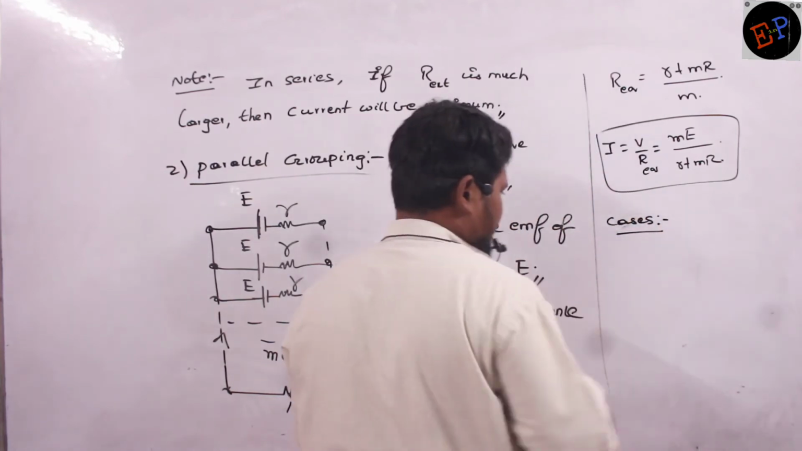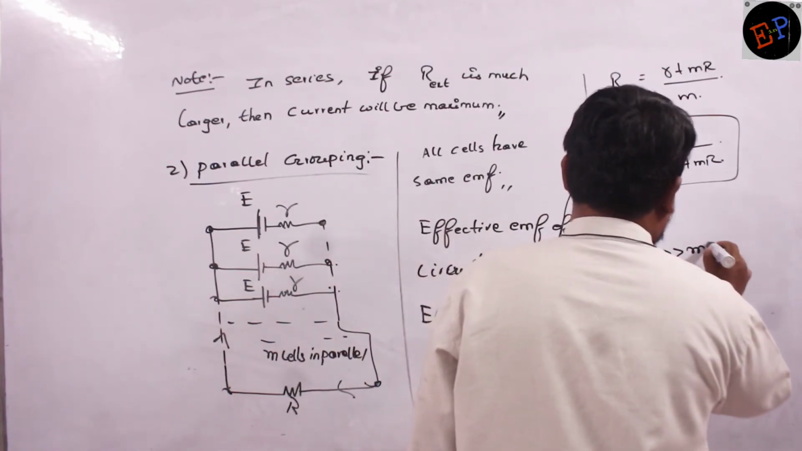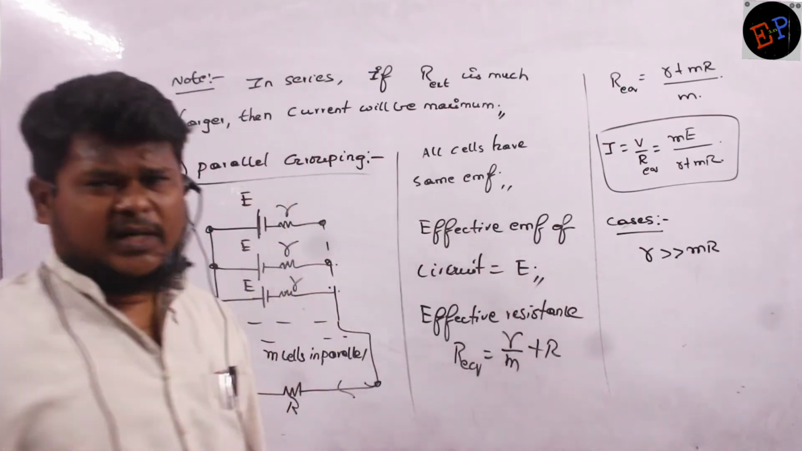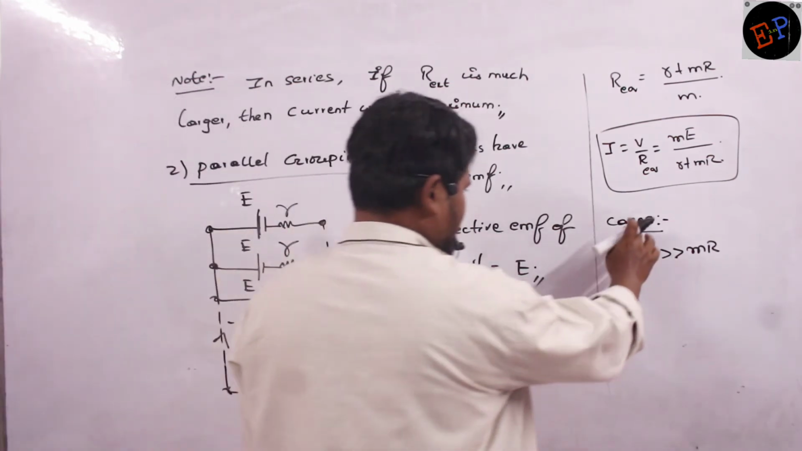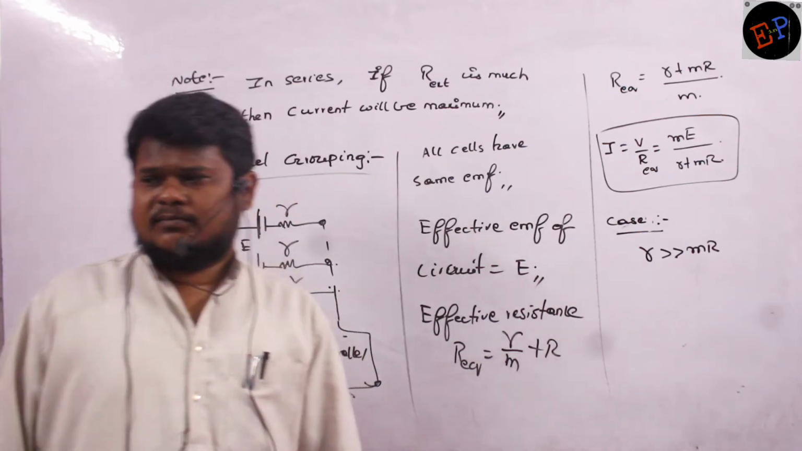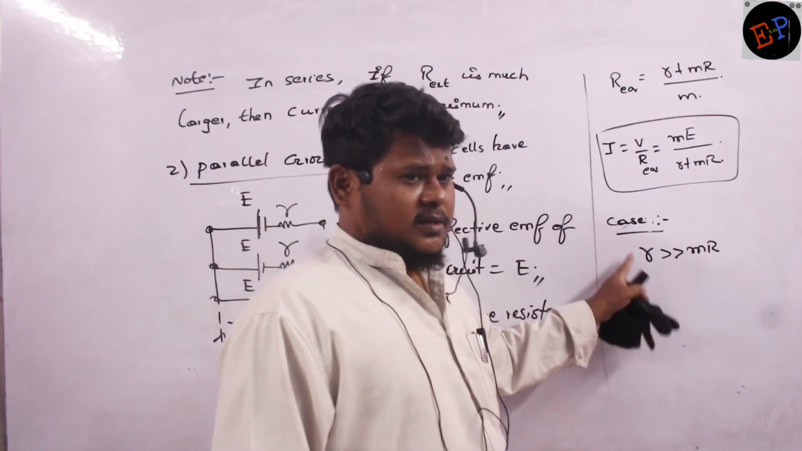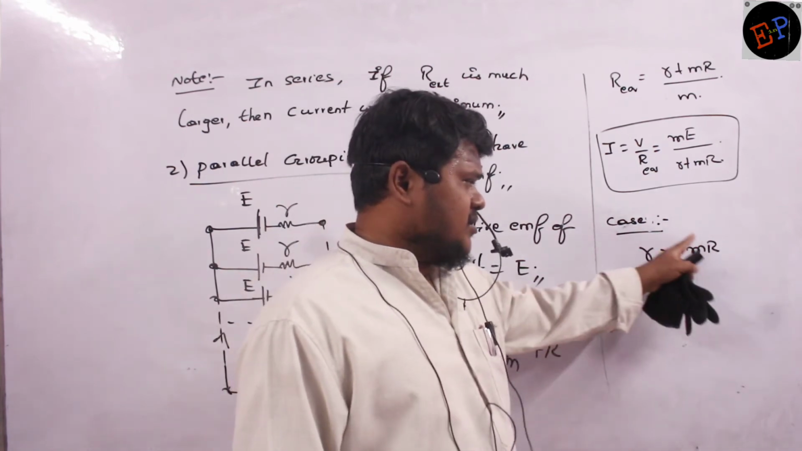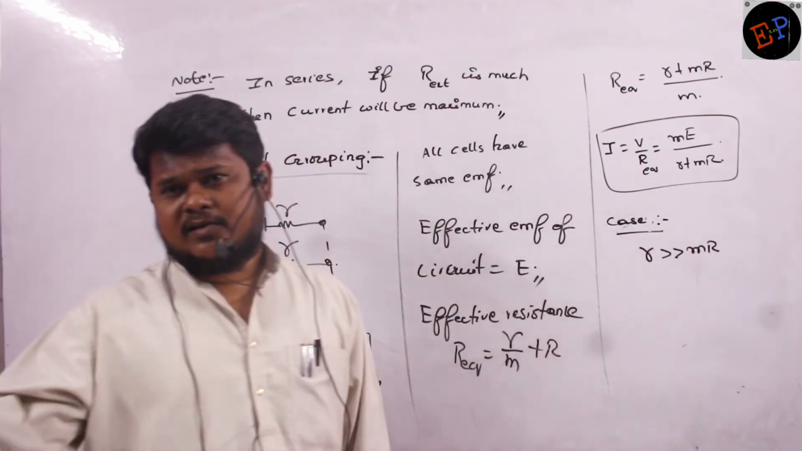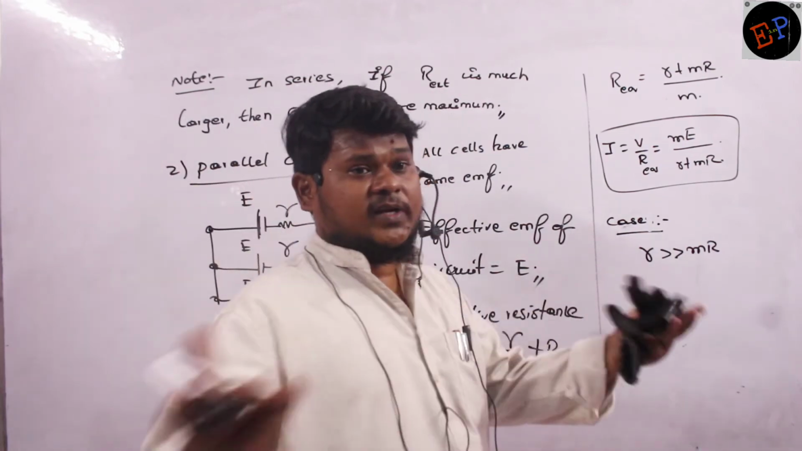I will write just one case. R is much greater than MR. One case is enough, no need of discussing two cases. Case 1. What is meant by R being much greater than MR? R means internal resistance. Internal resistance is much greater than M times the external resistance. It means internal resistance is very large.